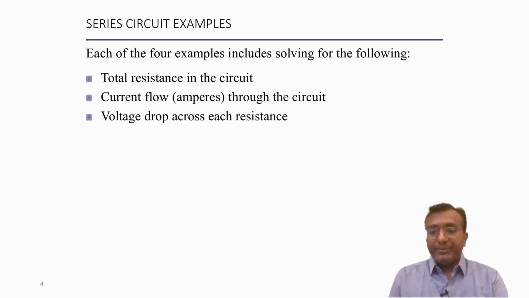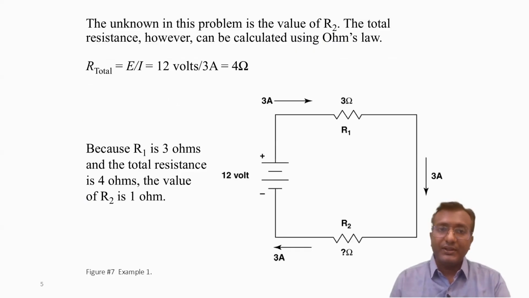Here are certain examples of the series circuit. Each of the 4 examples includes the following things. We have to find out the total resistance in the circuit, the current flow through the circuit, and voltage drop across each resistance. Consider this first example.